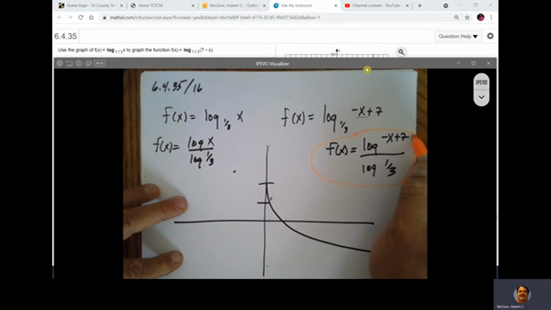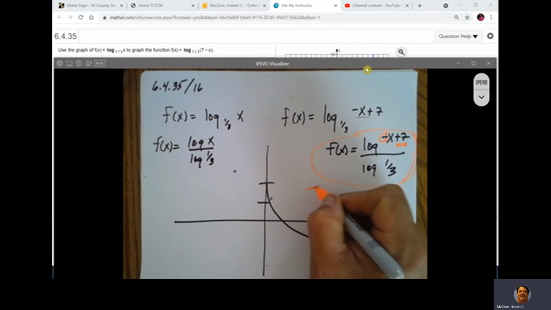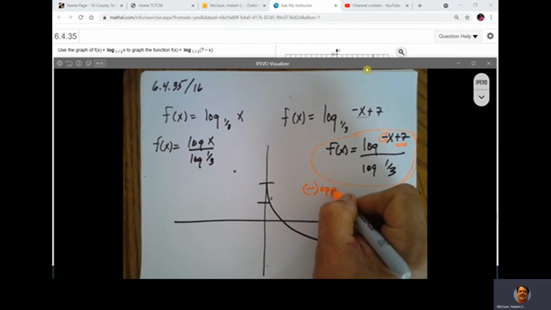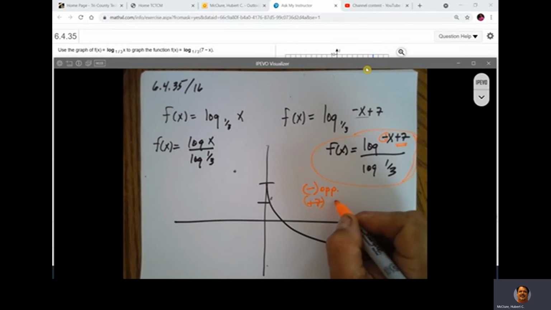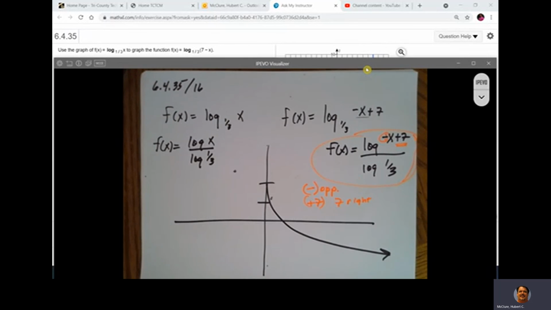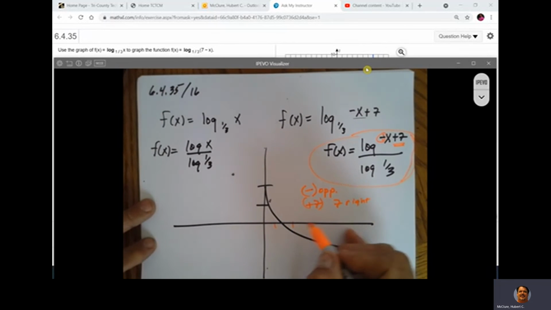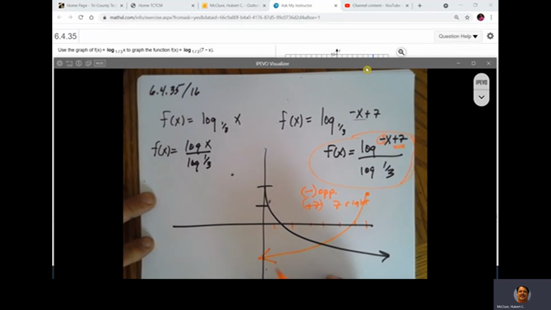But notice, now with the logarithms, the horizontal shift is positive 7. And it's going the opposite direction because of the negative. So the negative tells us opposite direction. And the positive 7 with logarithms means 7 to the right. And so that means I'm going to be 1, 2, 3, 4, 5, 6, 7. It's going to look something like that.